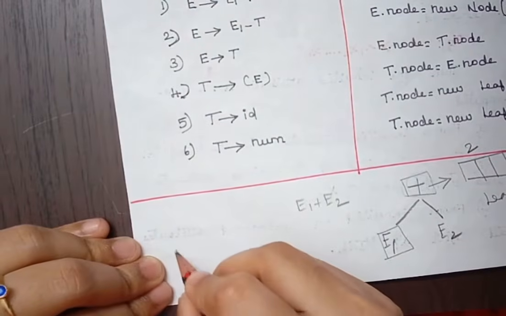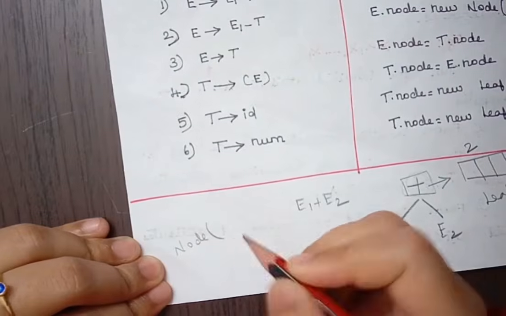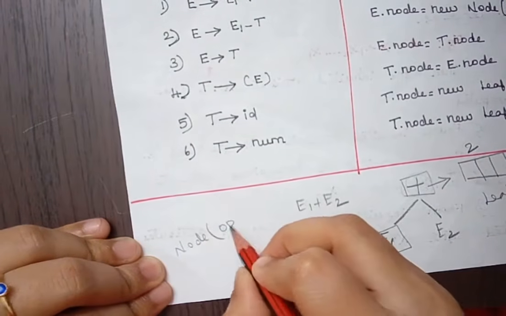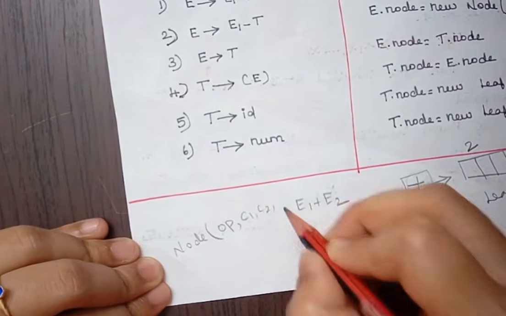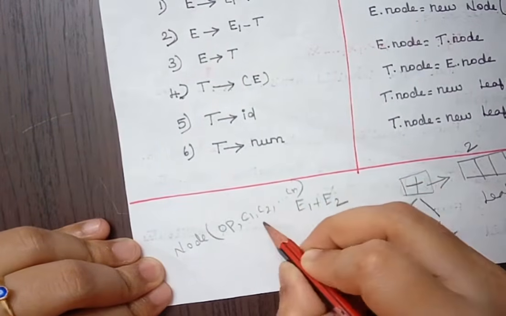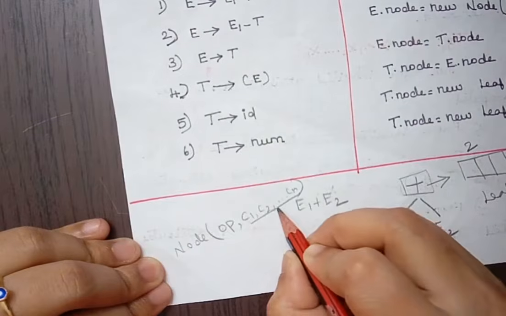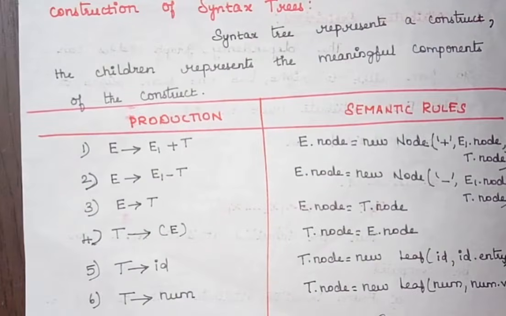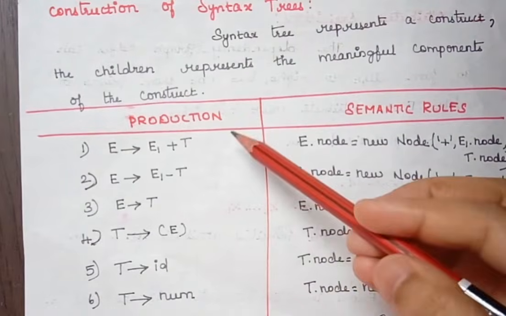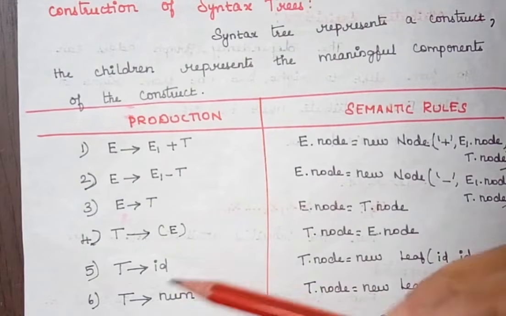Here it uses the function node, and this node contains an operator field. After that operator field we have some additional fields, and these additional fields depend on the number of children. Now let us take one example and try to construct the syntax tree for some simple expression. This is the production that we are going to use to construct the syntax tree.